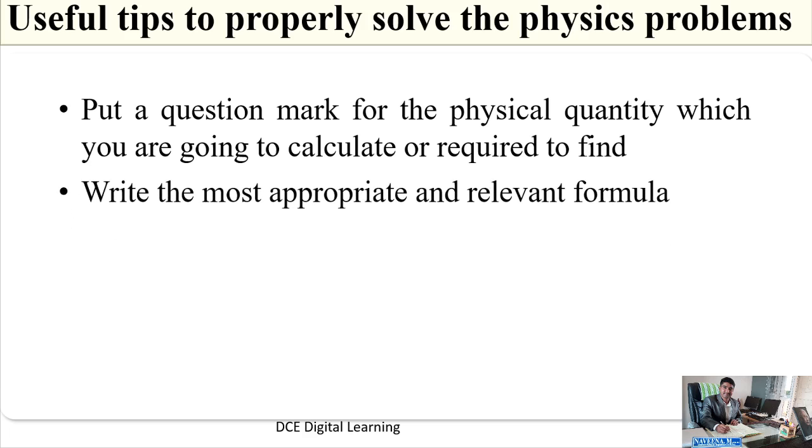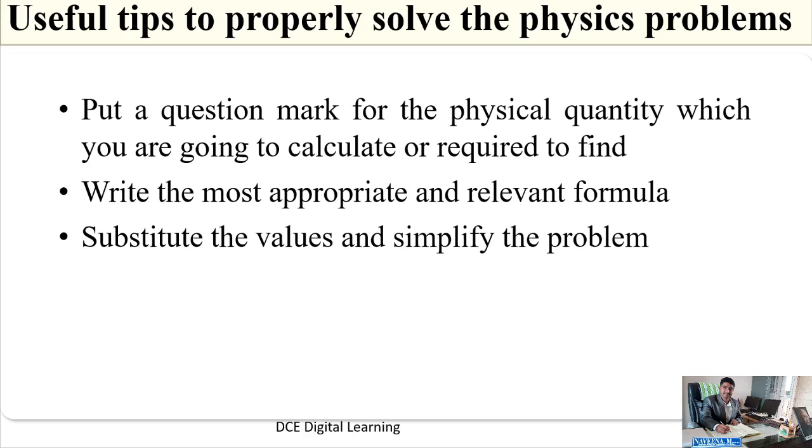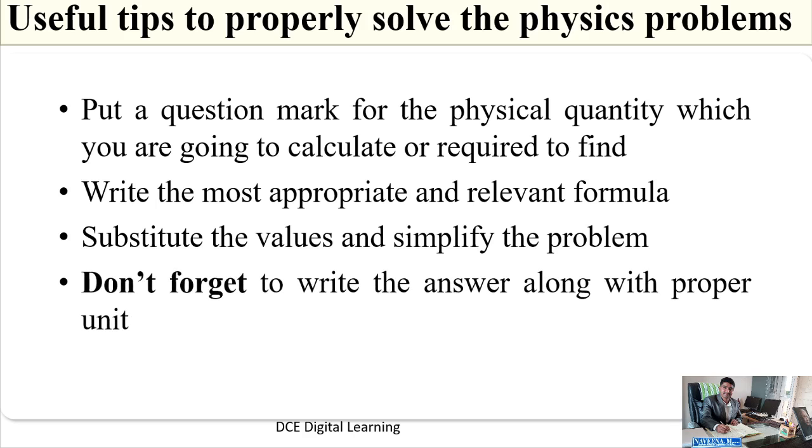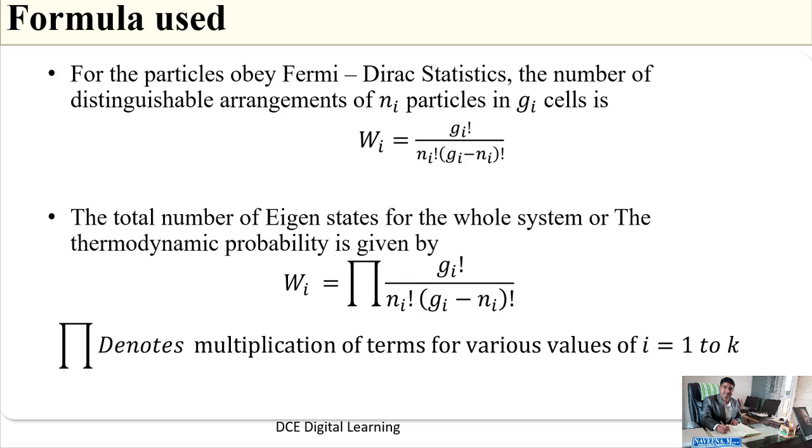Write the most appropriate and relevant formula. Substitute the values and simplify the problem. Don't forget to write the answer along with the proper unit. Now let's see the numerical problems on Fermi-Dirac statistics.